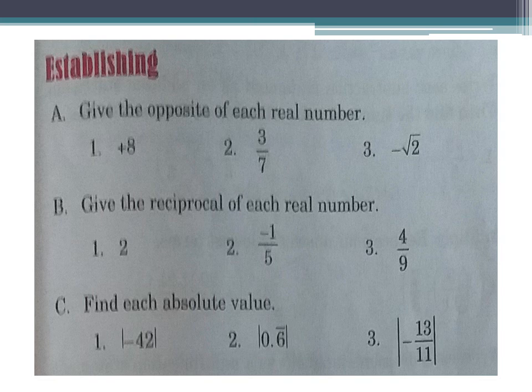Now, find each absolute value. What is the absolute value of negative 42? That is 42. How about the absolute value of 0.6? We have 0.6. How about negative 13 over 11? We have 13 over 11. Since in the absolute value we talk about the distance, there is no negative distance.